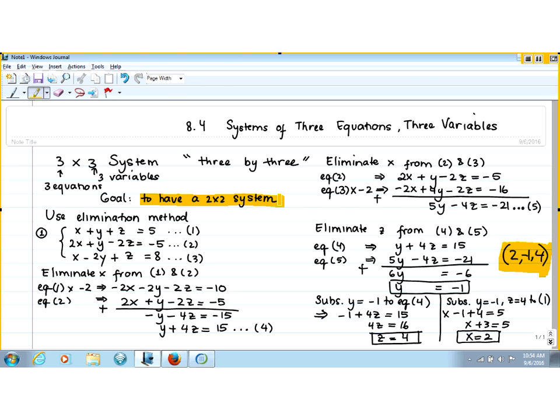Okay, should we do another one? Okay. So the goal, yeah. Yes. So you have 3 planes that intersect at one point. Yeah. So you actually have 3 planes that intersect at one point.